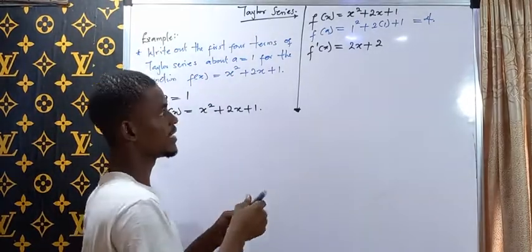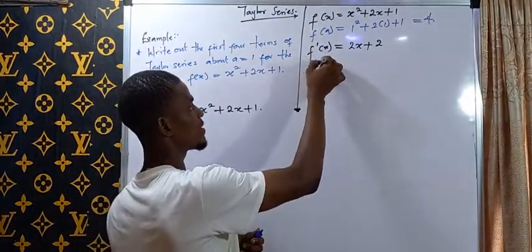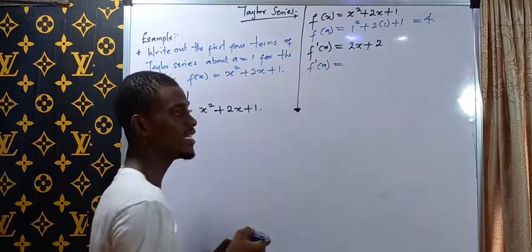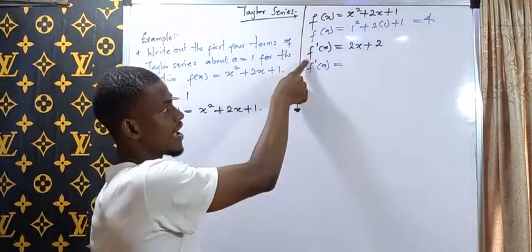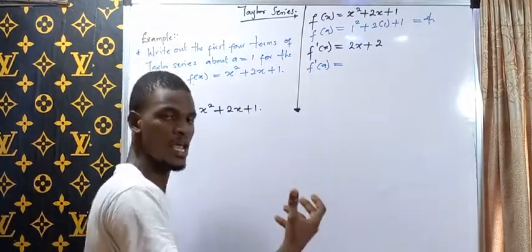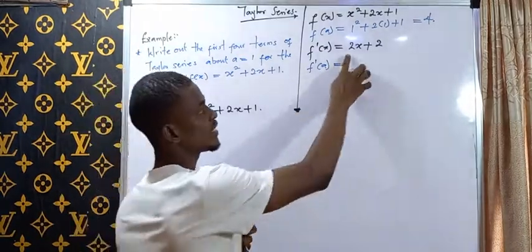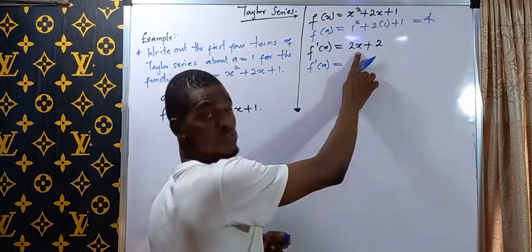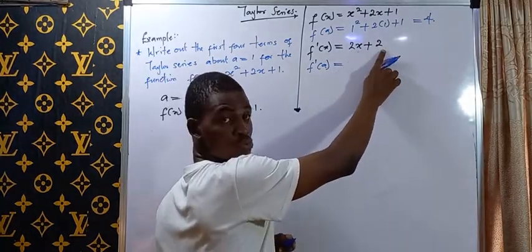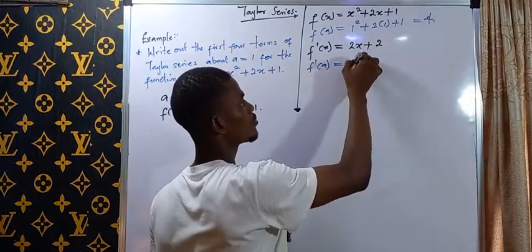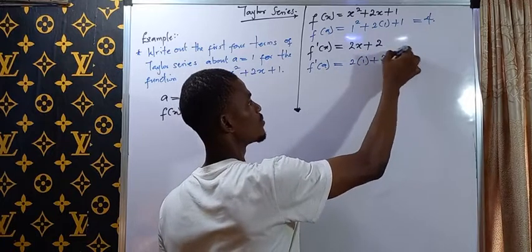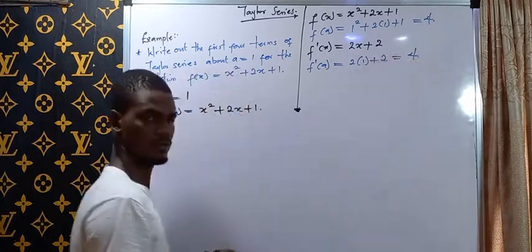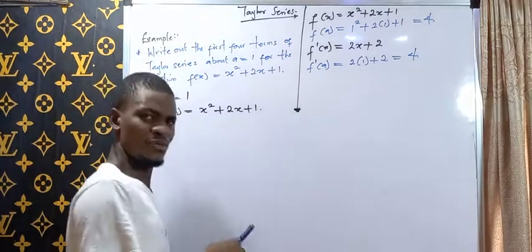I've differentiated. Now I'll look for f of a. Then I can say that f prime of a is equal to, meaning anywhere you see x under f prime of x, you put what? a. And what is a? 1. Meaning anywhere I see x here, I'll put 1. So if I put 1 here, that would be 2 times 1, 2 plus 2, 4. That's 2 times 1 plus 2, which is the same thing as 4. I will differentiate again.